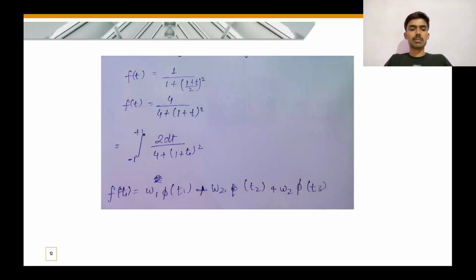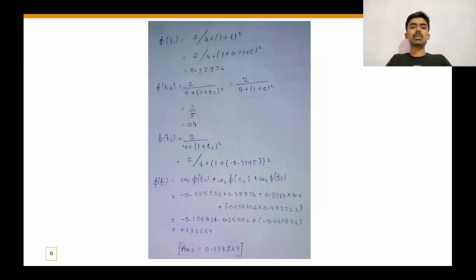Now we know that the formula is phi t is equal to w1 phi t1 plus w2 phi t2 and w3 phi t3. So now solving further, as we know the value of W1, T1, W2, T2 and W3, T3, we will solve for phi T1, phi T2 and phi T3.